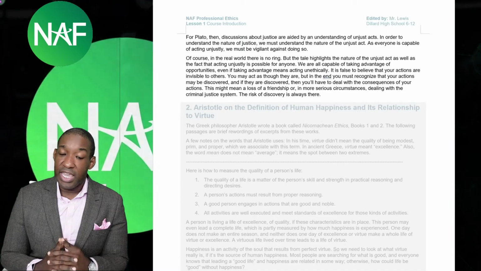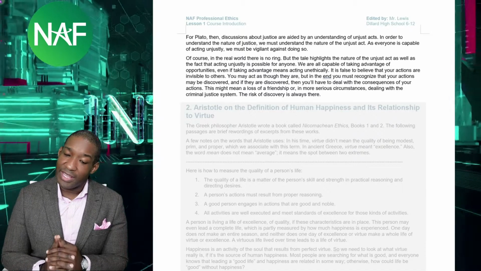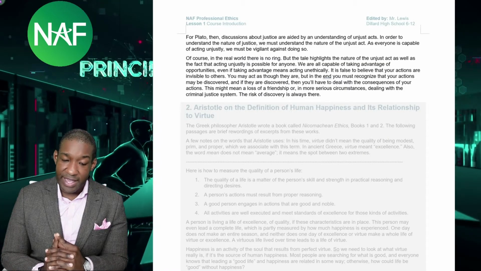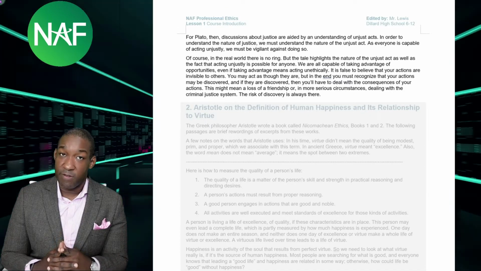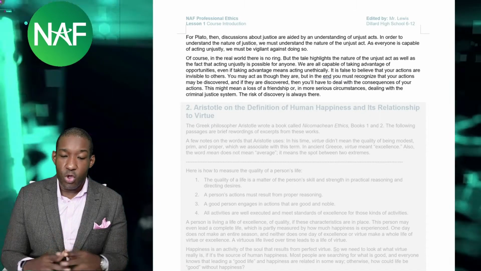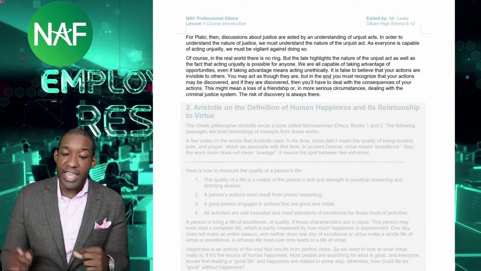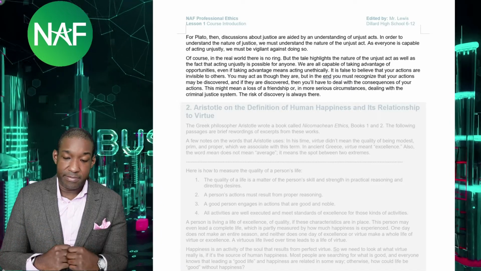Of course, in the real world, there is no ring. But the tale highlights the nature of the unjust act, as well as the fact that acting unjustly is possible for anyone. We are all capable of taking advantage of opportunities, even if taking advantage means acting unethically.